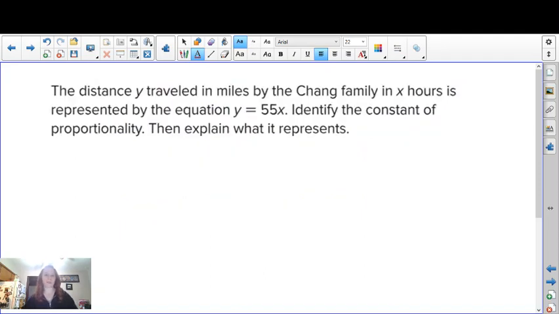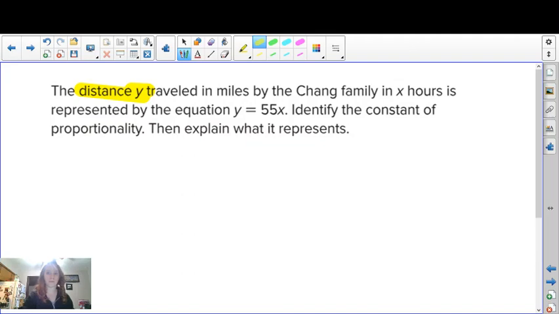The distance y traveled in miles by the Chang family in x hours is represented by the equation y is equal to 55x. Identify the constant of proportionality, then explain what it represents. Okay, let's go back again and highlight. So y is distance and x is hours. And let's think about this distance over hours as kind of like miles per hour, right? Oh, hey, look at that.